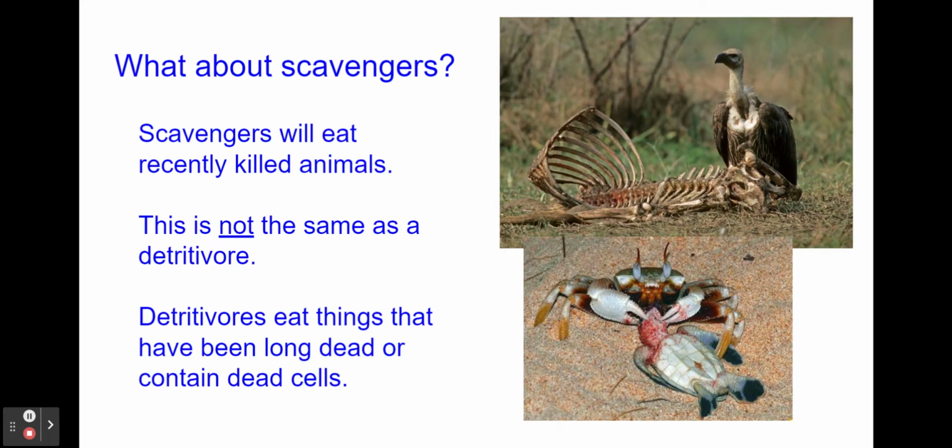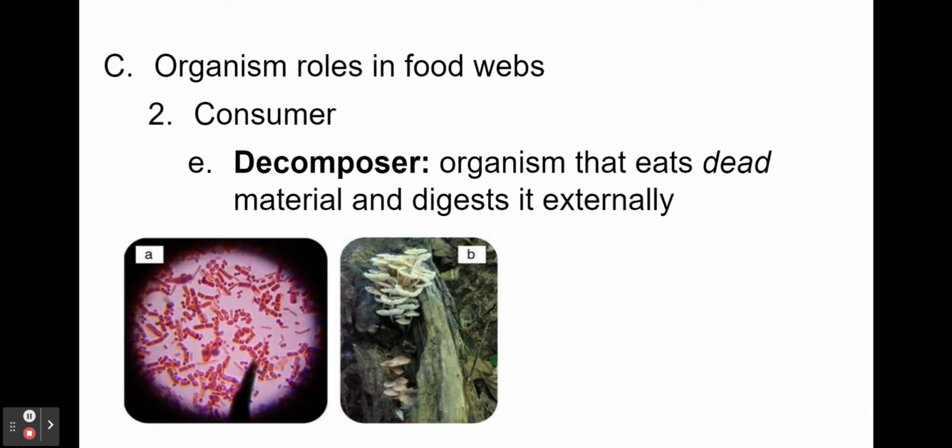This is in blue, so this is optional to write down, but if this is interesting to you, feel free to write it. You might be thinking about scavengers like vultures or hyenas. They will eat recently killed animals. This is not the same thing as a detritivore because detritivores will eat things that have been dead for a really long time and contain dead cells, as opposed to a scavenger that's eating more of a fresh kill. And fresh might be 3 days old, but that's still relatively fresh.